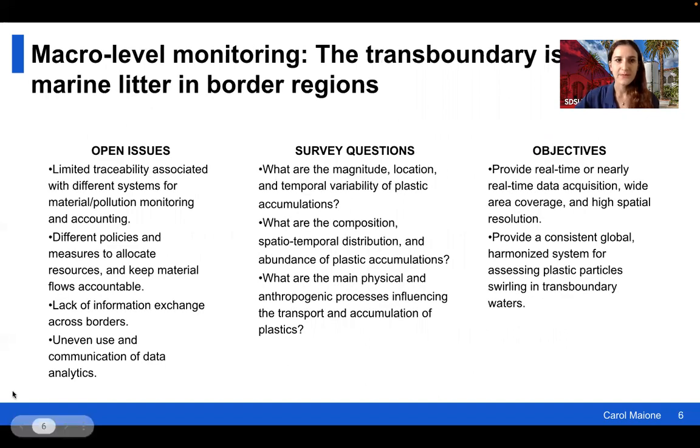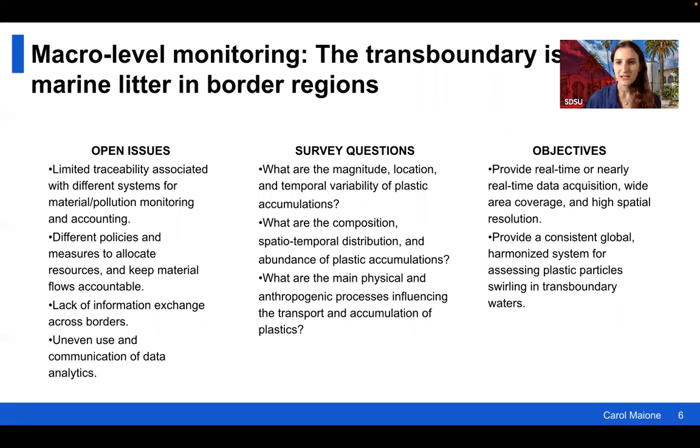Concerning the first level, the open issues that we wanted to address were the limited traceability associated with different systems for material pollution monitoring and accounting between the US and Mexico, the different policies and measures to allocate resources and keep material accountable, the lack of information exchange across the border, and the uneven communication of data analytics. The survey questions we addressed were: what are the magnitude, location, and temporal variability of plastic accumulation? What are the composition, spatial, temporal distribution, and abundance of plastic accumulation? And the main physical and anthropogenic processes influencing the transport of plastics.